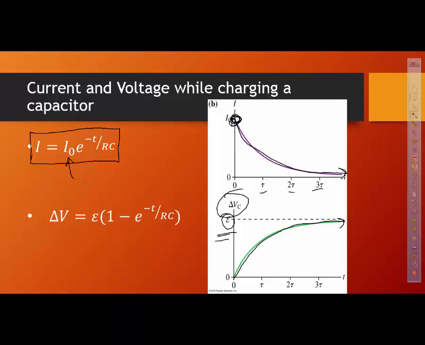So I naught represents the initial amount of current, or the maximum. RC is your time constant. Sometimes you will see this formula written as I naught e to the negative t over tau, where tau represents your time constant. And down here at the bottom, this represents the potential difference across the capacitor plates as a function of time after the switch has been closed. Again, E stands for our EMF, and RC is our time constant.